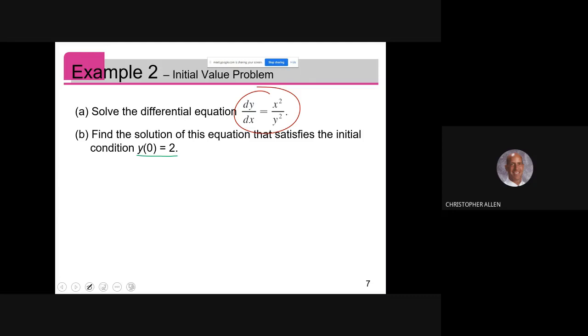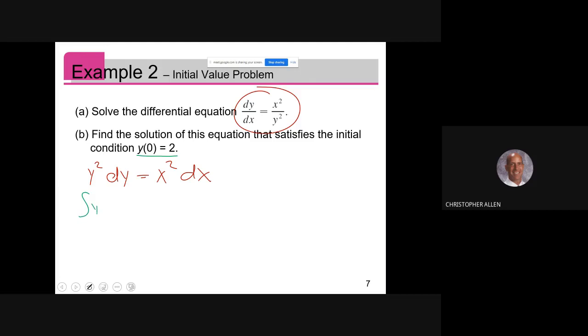What will we do to separate those variables? Riley, what do you think? We got dy over dx equals x squared over y squared. How are we going to separate those variables? Just cross multiply. That's all we're going to do here. In fact, I'm just going to do that all in one fell swoop here. There you go. Are the variables separated? The answer is yes. All the y's are on the left. All the x's are on the right. We can now integrate. So let's go ahead and do that.